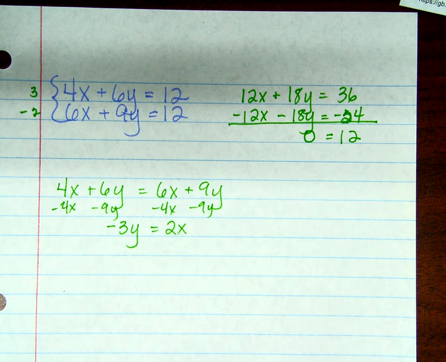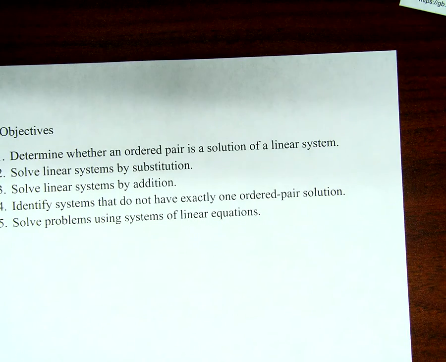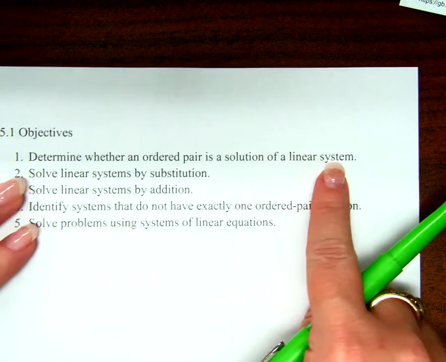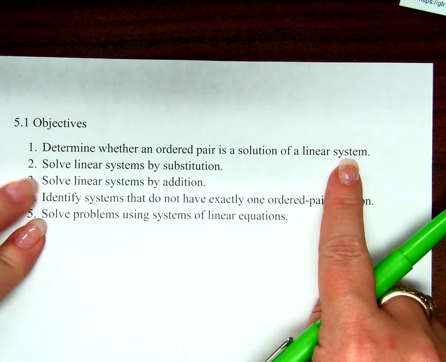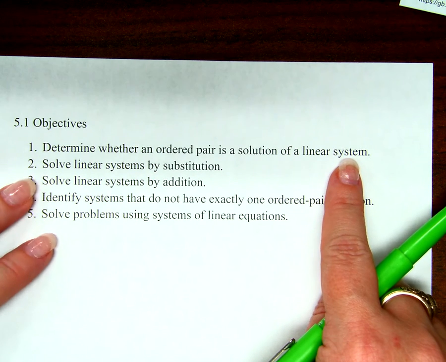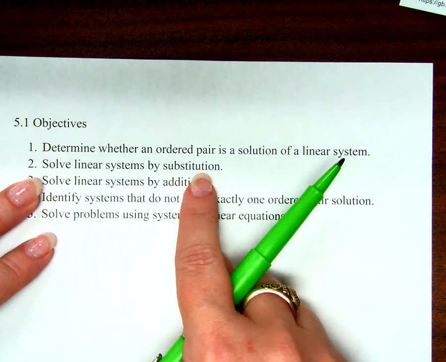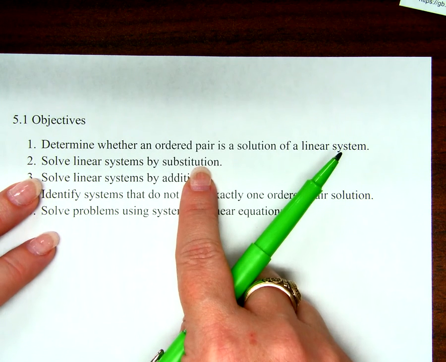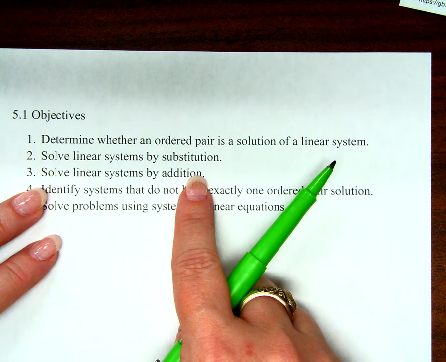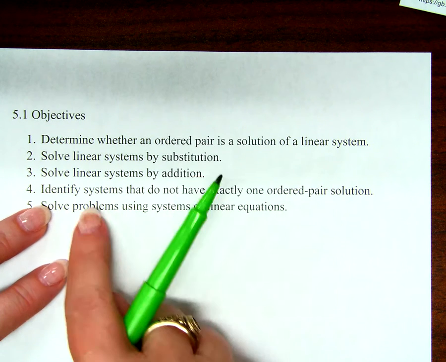Any questions about this? Okay, so let's look back at our objectives really quick. Determine whether an ordered pair is a solution of the system. Can you do that? How do you do it? Plug it into the system, right? Solve linear equations by substitution. Solve linear equations by addition. We called it elimination. Can you do it?